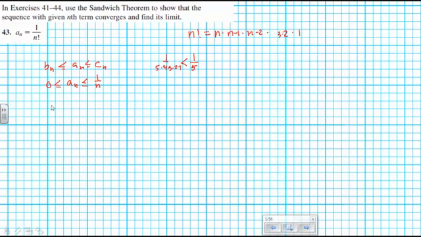Well, what do we know? We know that the limit as n approaches infinity of 0 is 0. We also know that the limit as n approaches infinity of 1 over n is also 0. And since a sub n, the 1 over n factorial, fits right between there, our conclusion is that the limit as n approaches infinity of 1 over n factorial also has to be equal to 0.